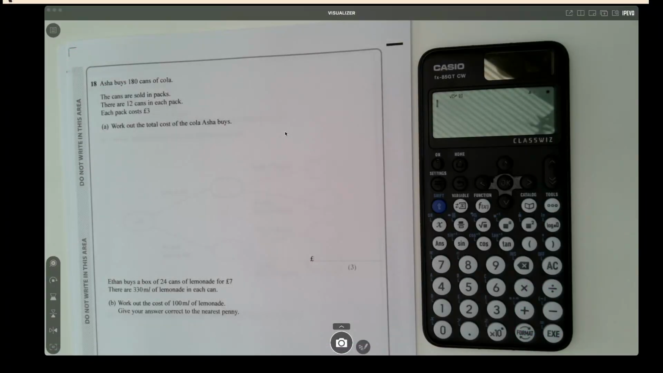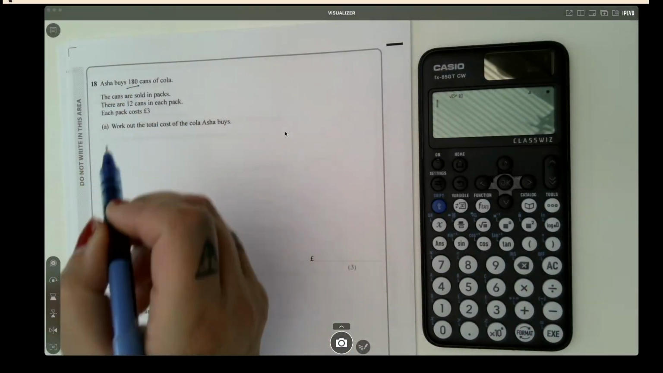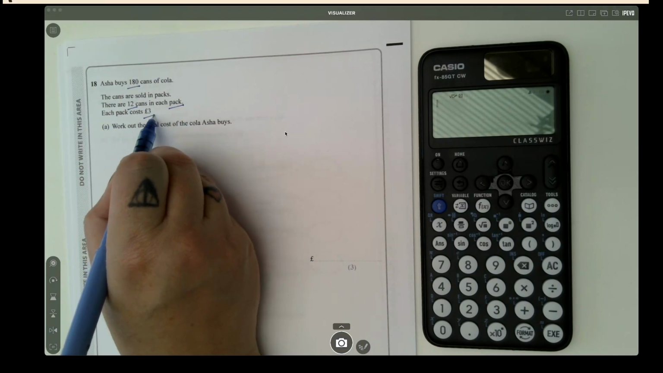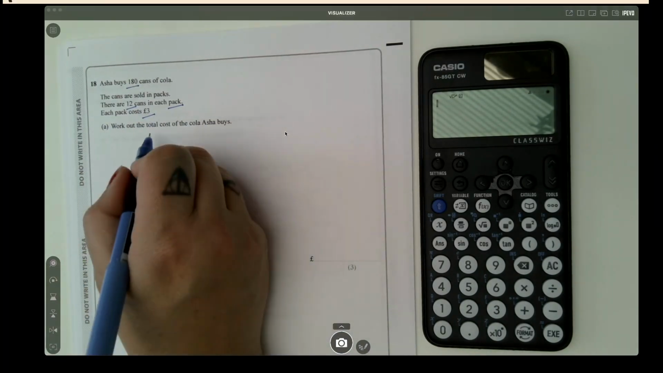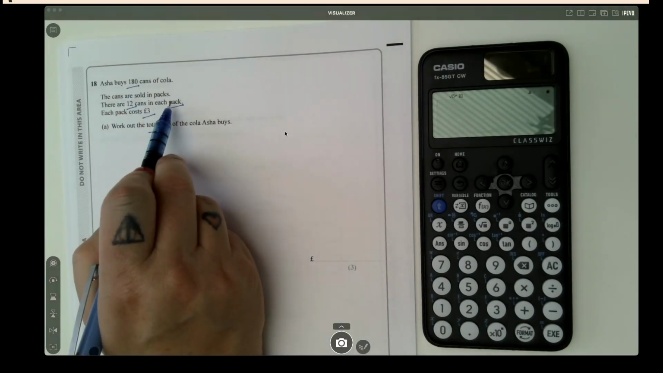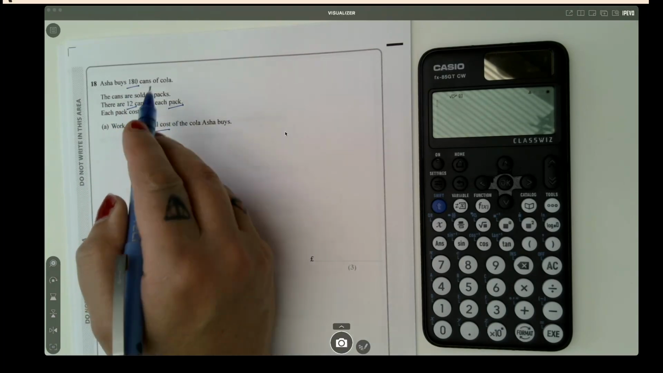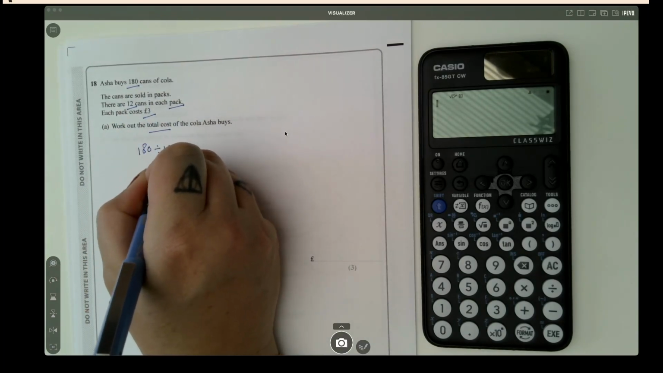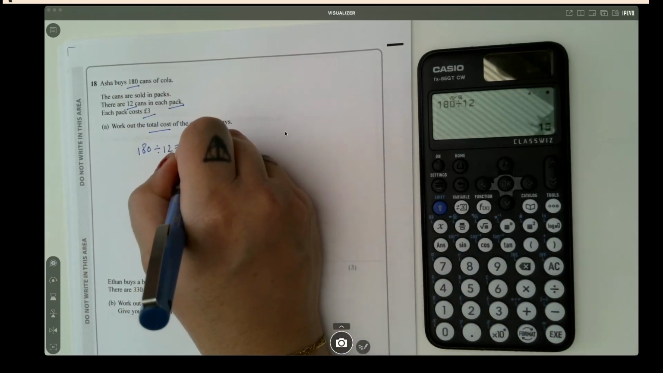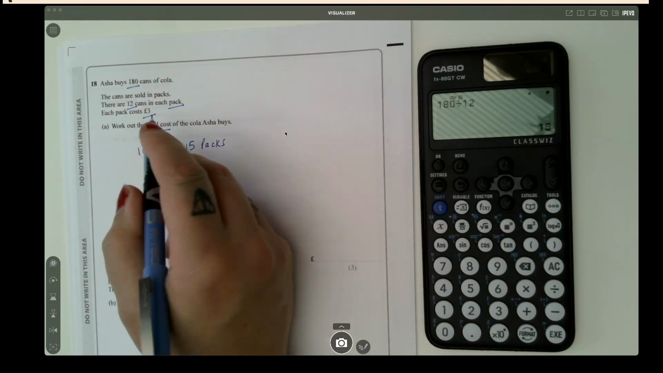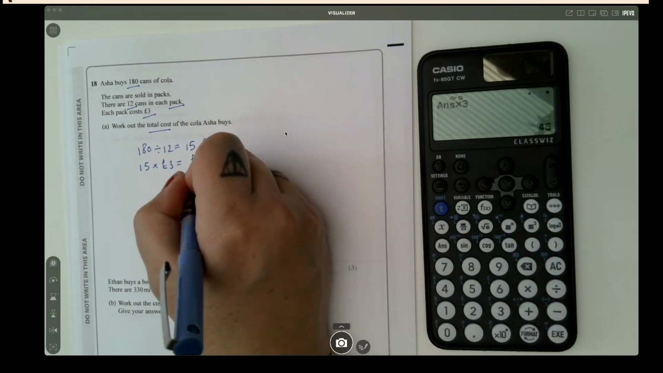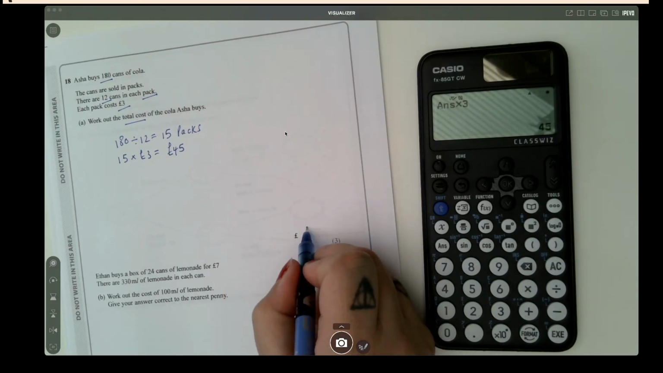Question 18. Asher buys 180 cans of cola. The cans are sold in packs. There are 12 cans in each pack and each pack costs £3. Work out the total cost of the cola Asher buys. So Asher buys 180 cans, so we need to figure out how many packs. So there are 12 cans in each pack, so 180 divided by 12 tells us that there were 15 packs in total. Each pack is £3, so we're going to multiply 15 by 3. That tells us the total cost was £45.